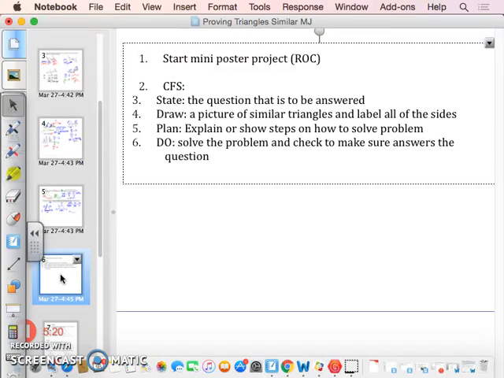So this is your criteria for success. You're going to start a mini poster project. Please ignore these numbers, I can figure out how to get them out. Your criteria for success is first, you're going to state the question that is to be answered. That's going to be on your poster. You have to draw a picture of the similar triangles and label all of the sides. Then you have to make a plan and show the steps on how you solve the problem. And lastly, you're going to solve the problem, check to make sure you answer the question, and write a conclusion statement.